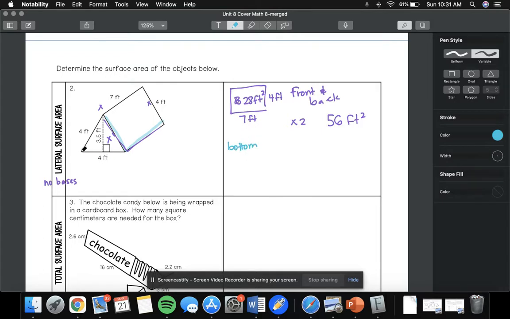Okay. So the bottom is going to be, I'm going to change colors, 4 feet by 7 feet. And this one's kind of hard to see, again, because we can't really see through it, but we see it's 4 feet on the bottom. And then using our deduction skills, this would also be 7 feet.